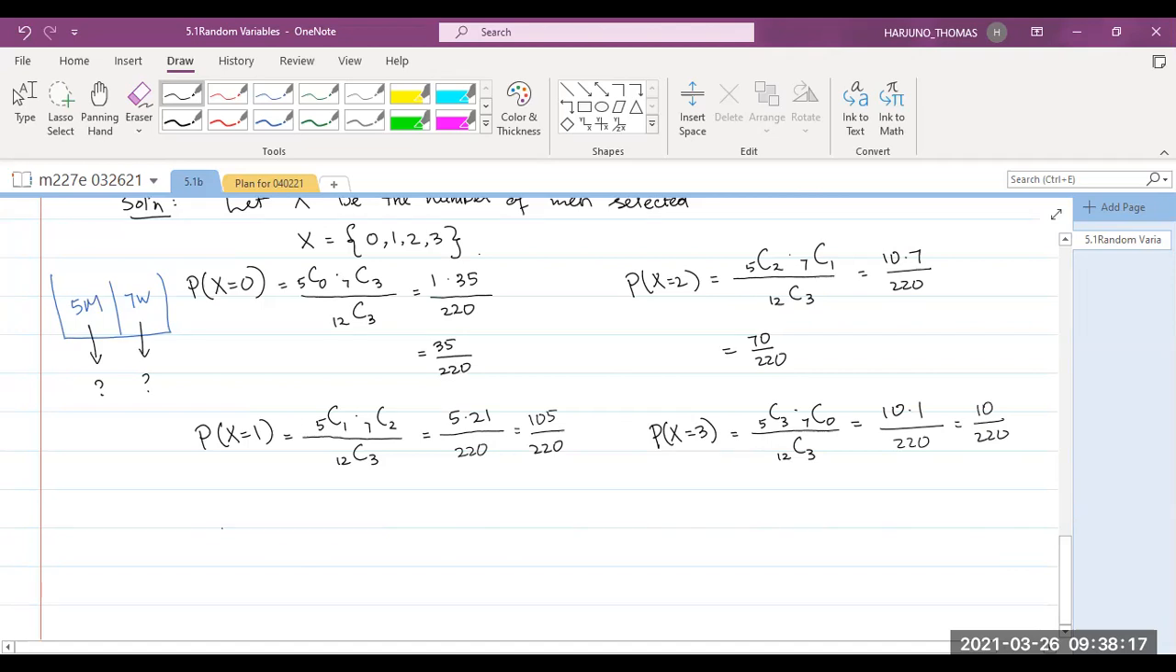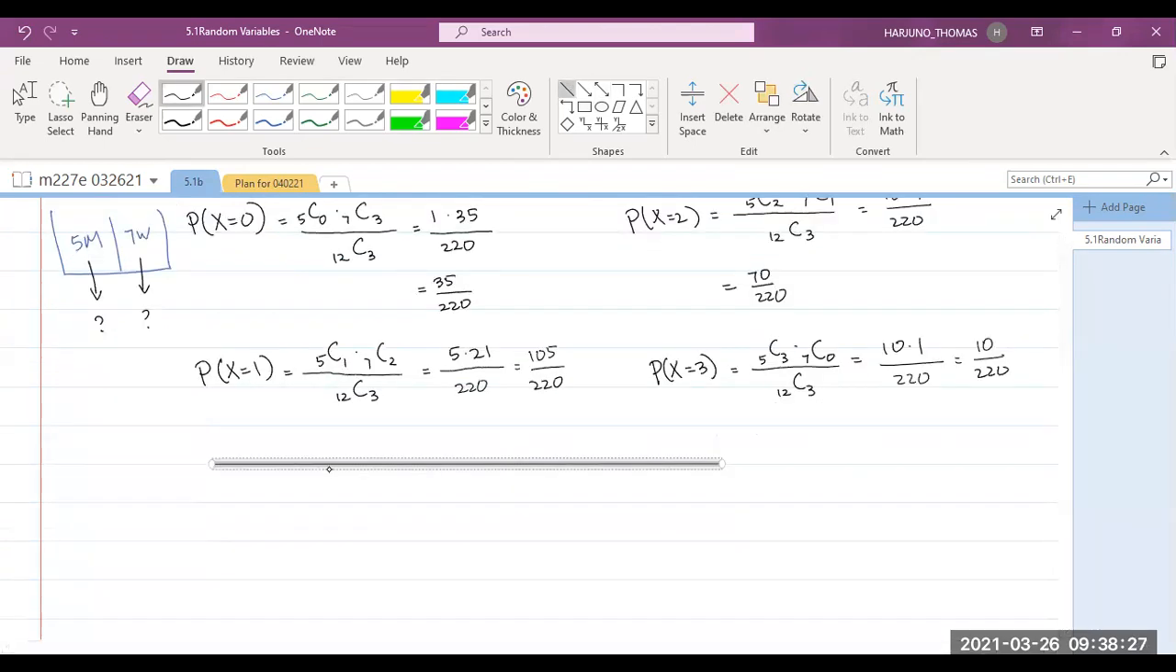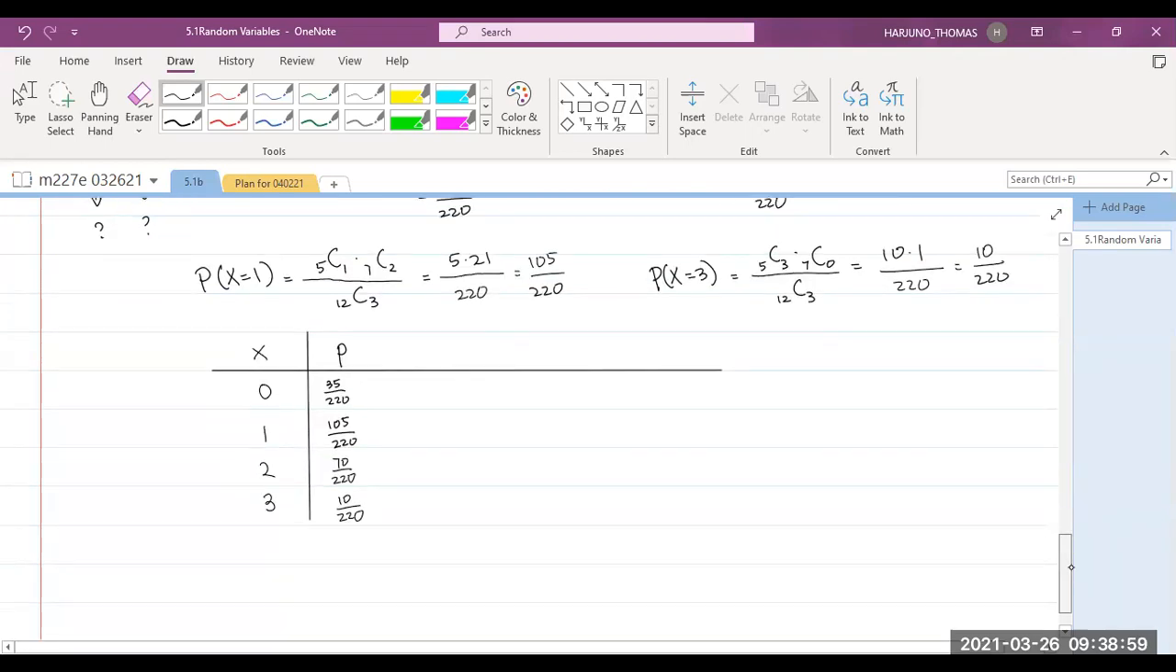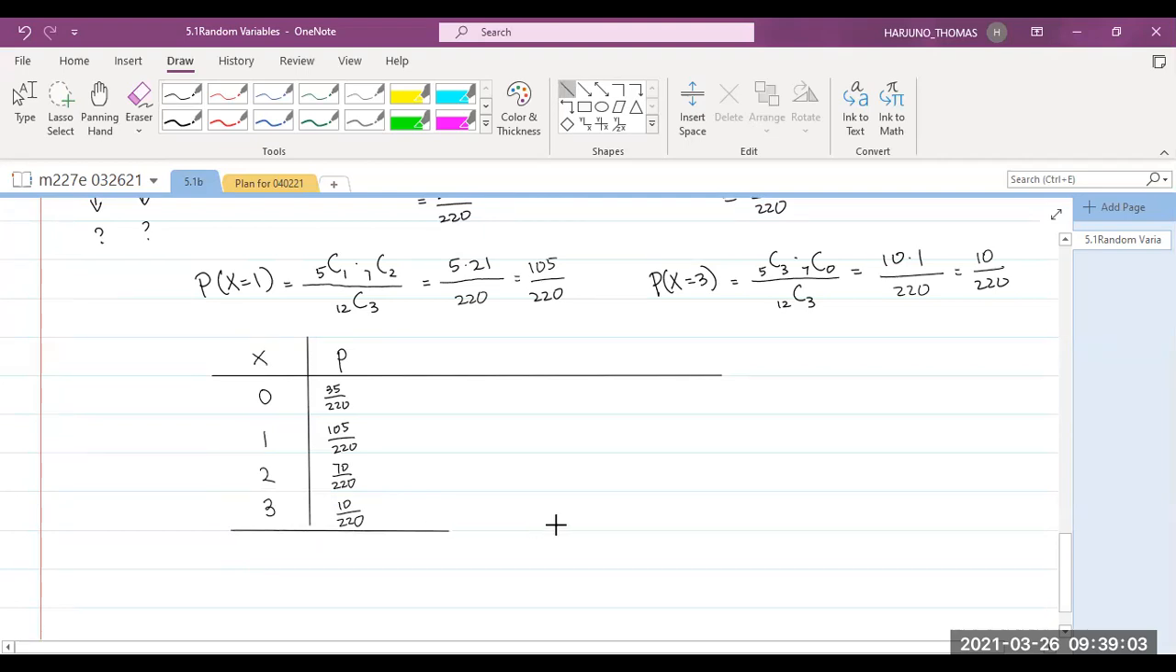So if I put them together in a probability distribution, I plan to extend this later on, so let me just make it big. That's x equals 0, 1, 2, 3 with probability 35 over 220, 105 over 220, 70 over 220, and 10 over 220. Now, if you want to reduce these fractions, do not reduce all the way down. Take a look at what common factor they have. I will reduce by 5 because all these numbers have common factor 5: 35, 220, 105, 70, 10. So I will reduce by 5.